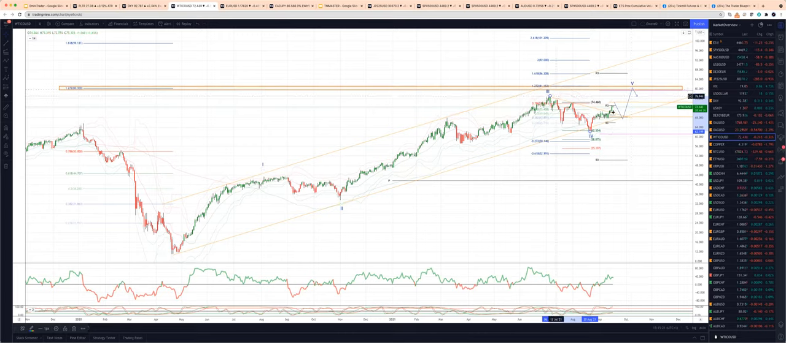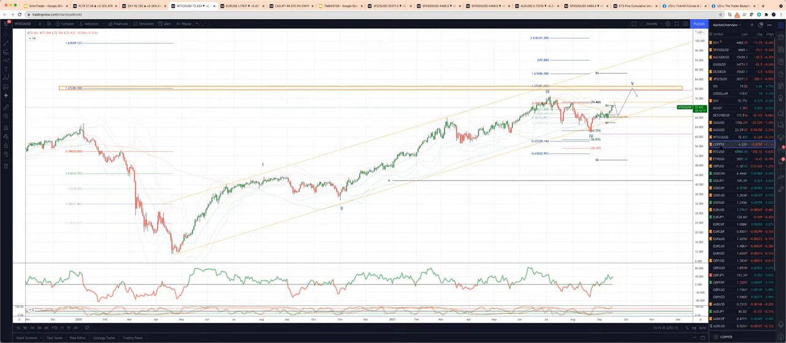Ideally, we get a pullback into this prior trend line resistance now to act as support. We've got the monthly pivot coming in there. So something like this back into this zone will be an opportunity on the long side to target 80.30 to 81.15 on the upside is what I'd be looking for.